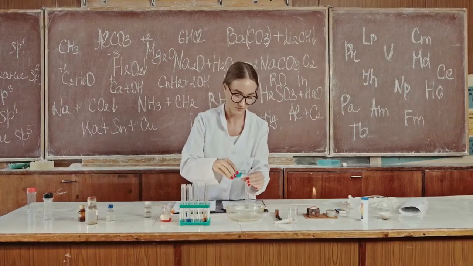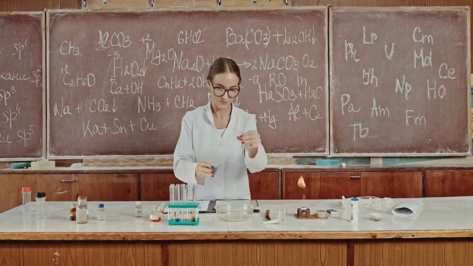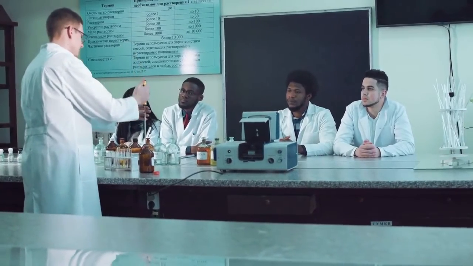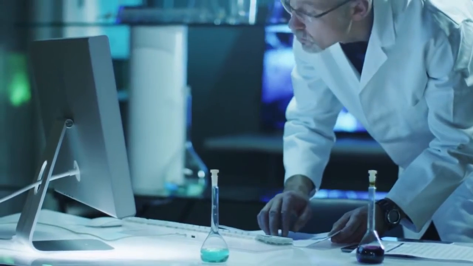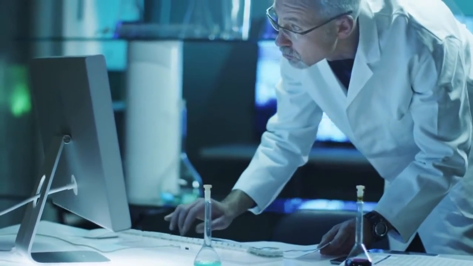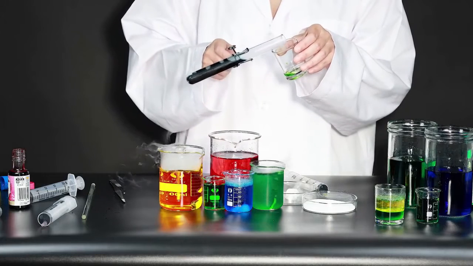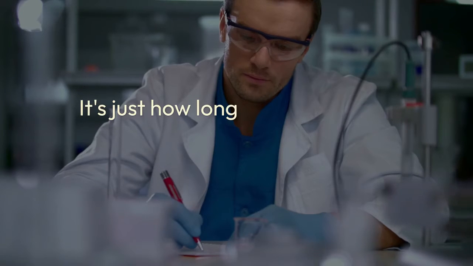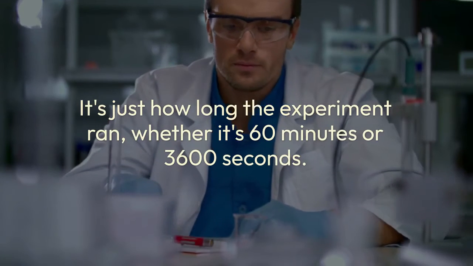Let's look at each piece of this puzzle. First, the moles of product formed. This is the value you get from your experiment. You would typically run your reaction for a set amount of time and then use an analytical technique, like gas chromatography, GC, to measure exactly how much product you've made. Second is the reaction time. This is straightforward, it's just how long the experiment ran, whether it's 60 minutes or 3,600 seconds.